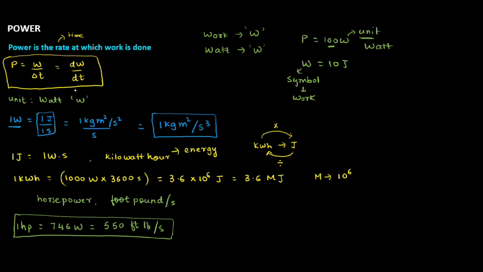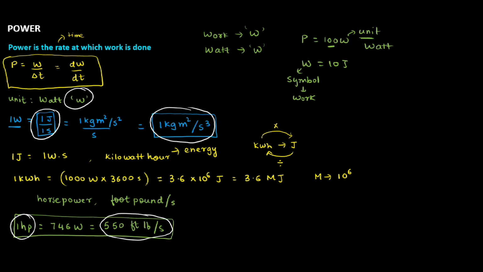First one is the SI unit, which is watt. This watt you can also write as joule per second, which is also equal to kilogram meter square per second cube. And the other two popular units of power are horsepower and foot-pound per second. Then one important unit of energy is kilowatt hour. You must remember the relationship between kilowatt hour and joule. 1 kilowatt hour is 3.6 times 10 to the power 6 joule.